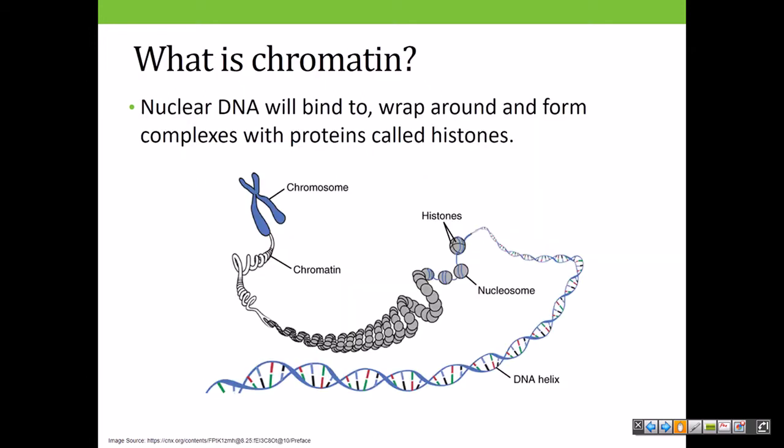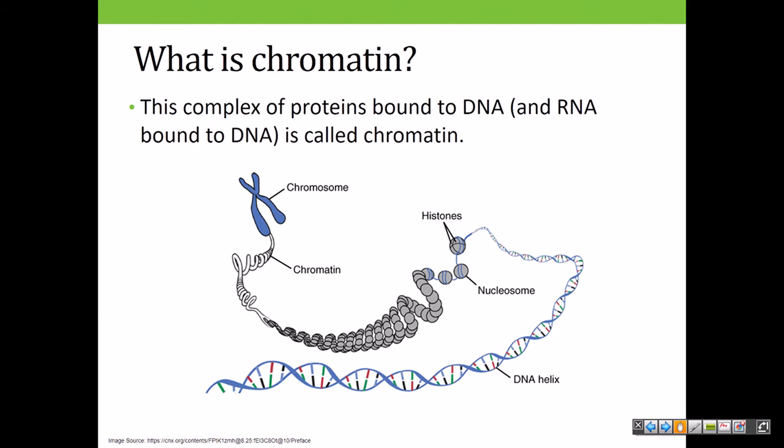All right, so what is chromatin? DNA, nuclear DNA, and this talk is all in the context of eukaryotic cells. So if anyone is working with bacteria, I can't help you, but eukaryotic cells and nuclear DNA. Nuclear DNA will bind to and wrap around proteins to form complexes. The proteins are called histones, and the complexes are called nucleosomes. The complex that forms between DNA and protein is called chromatin. But chromatin also contains RNA bound to the DNA. I will tell you right now, we're not going to talk about the RNA bound to DNA. We're just going to focus on the protein bound to DNA. But it's just something interesting to consider about chromatin.